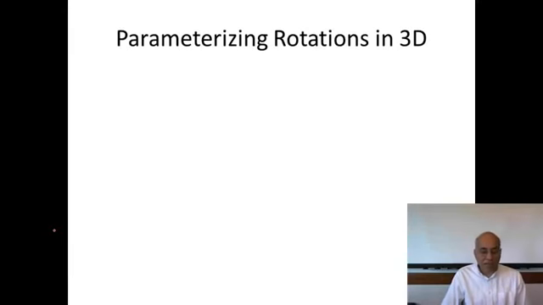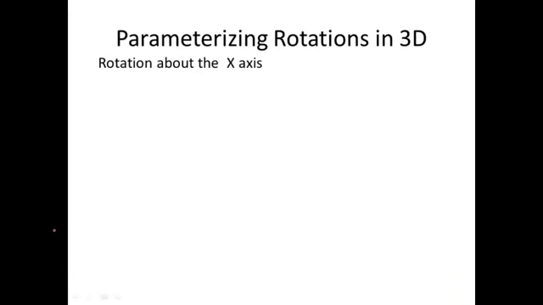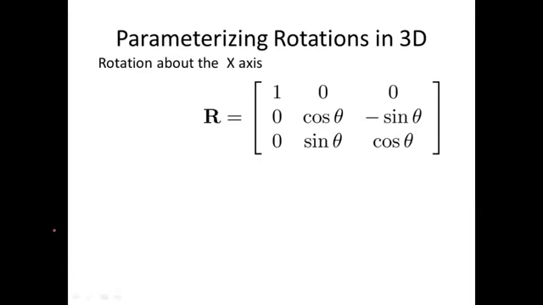Okay, welcome back. So we're going to study parametrizing rotations in 3D. Let's take some easy cases. How do we describe a rotation about the x-axis? Well, that's pretty easy because along the x-axis nothing much happens, so that's where we have this 1. And then in the yz we have a 2 by 2 matrix as we would have encountered before. So this is an easy thing to do.